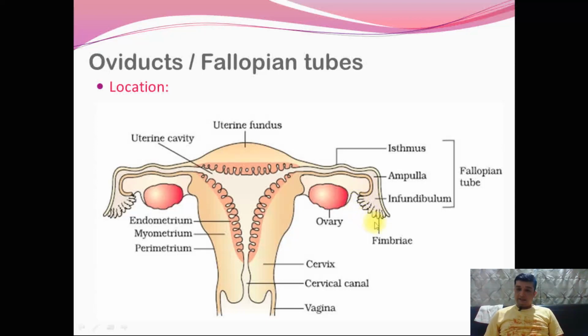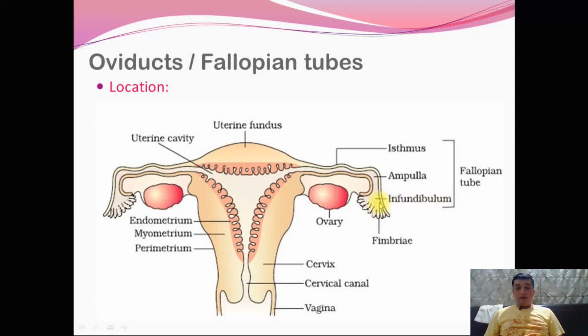On the anterior end of this infundibulum, you can see finger-like projections, and these are called fimbriae. The fimbriae are so close to the ovary, though not physically connected, that wherever there is an ovulation, on the 14th day of the menstrual cycle, considering an average 28-day cycle, the secondary oocyte is collected by the movement of the fimbriae. In the previous lecture I showed a video presentation of the collection of the secondary oocyte; the same applies here. So this name, fimbriae, is also important.